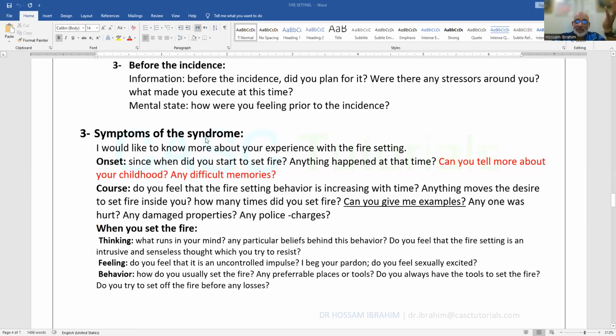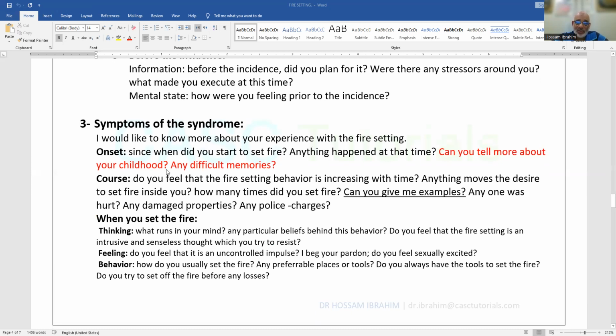Now you want to know the symptom of the syndrome, and here the symptom of the syndrome is the pyromania. So you will ask, I would like to know more about your experience with the fire setting. So we take the onset and course. Since when did you start setting fire? Did anything happen at this time? Can you tell me more about your childhood, any difficult memories? The onset usually is related to difficult memories in childhood. And you want to know the course.